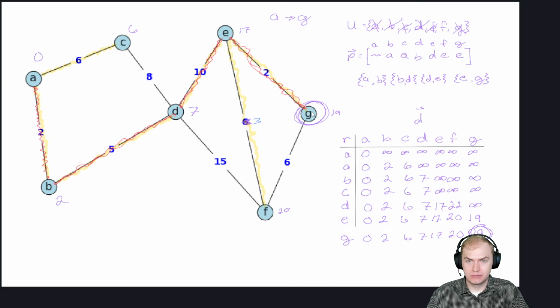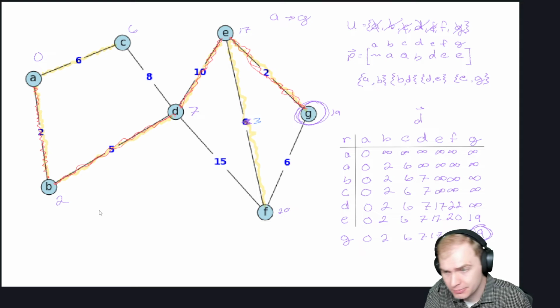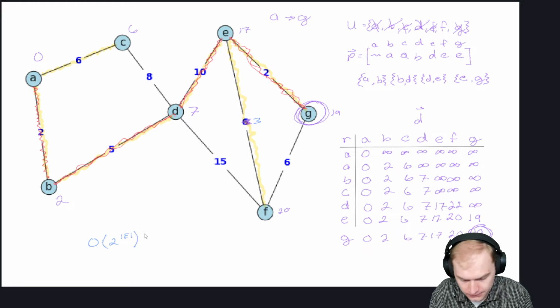So that's that. That's how we solve a shortest path problem. And I said earlier that the LP was order to the number of edges. I'm trying to, what's the complexity of Dijkstra's algorithm?